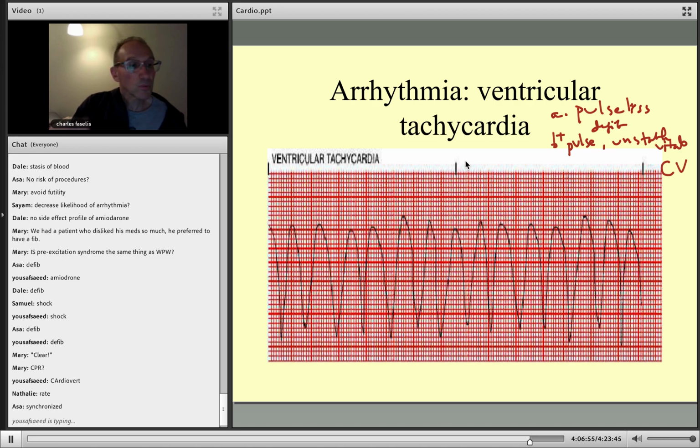Guys, remember we said it, and you all told me this. If a patient has a tachyarrhythmia that makes the person have unstable vitals, what do you do? Synchronized cardioversion. Right? Everybody understand that?